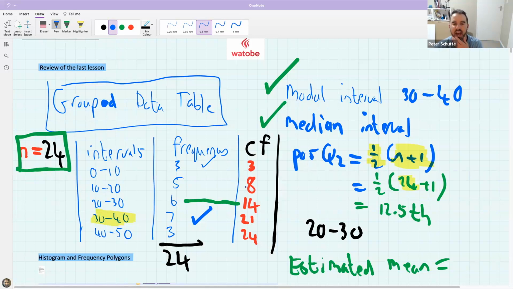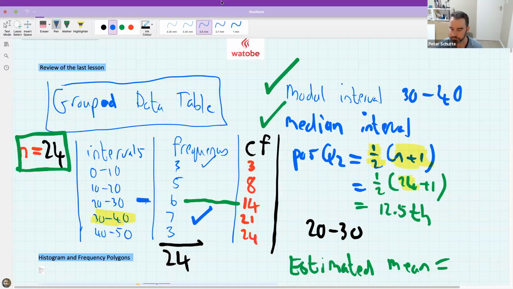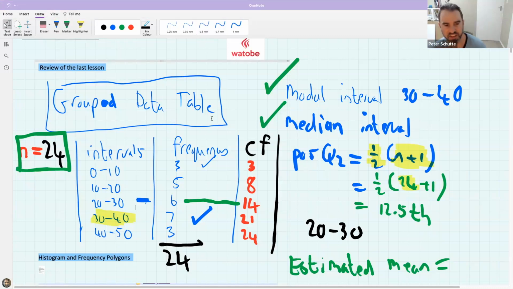Yes, sir. And now if I add 6 more, I've gone too far, which means that the median interval must be over here between 20 and 30. Okay, sir, I get it now. Perfect. Thank you for your question.